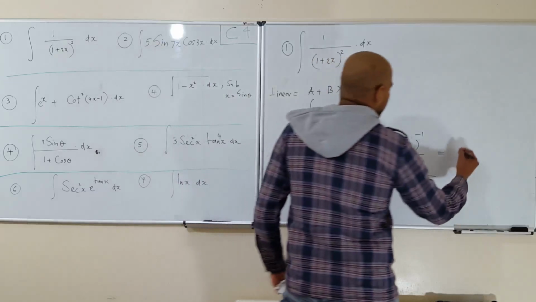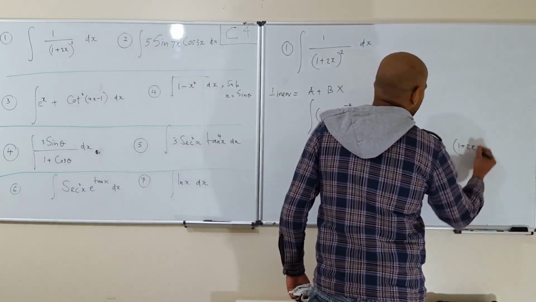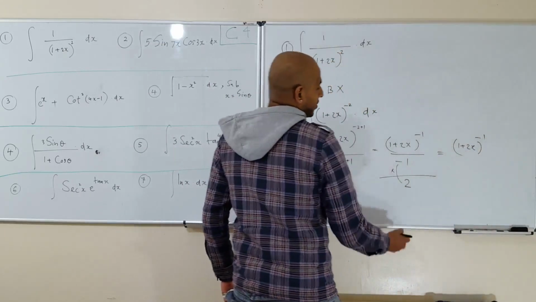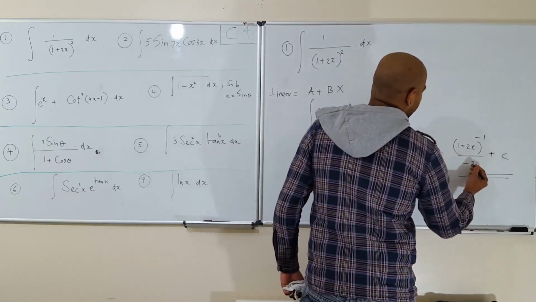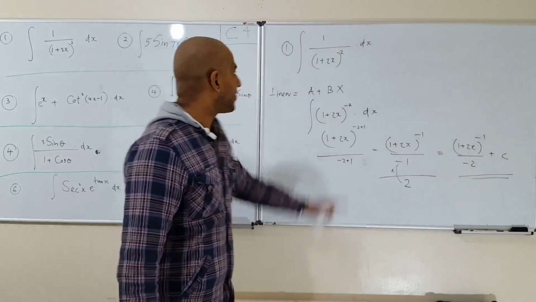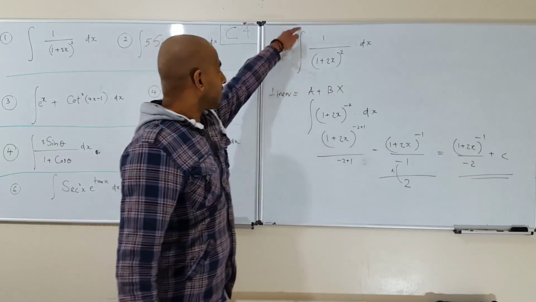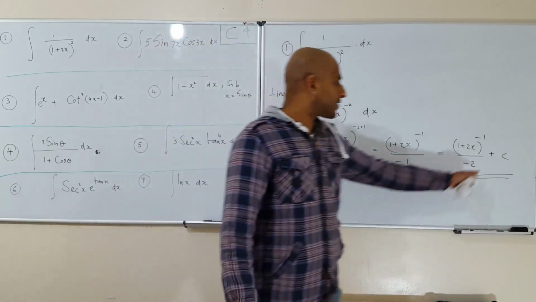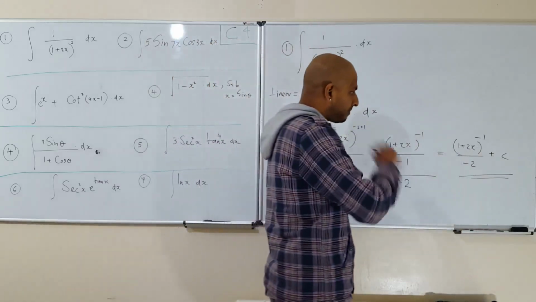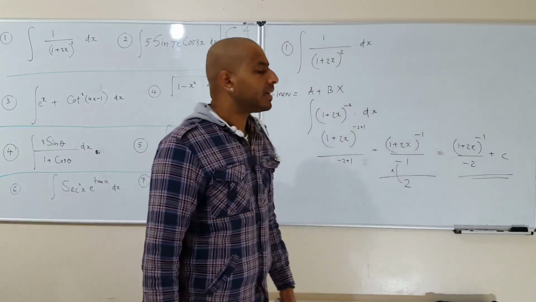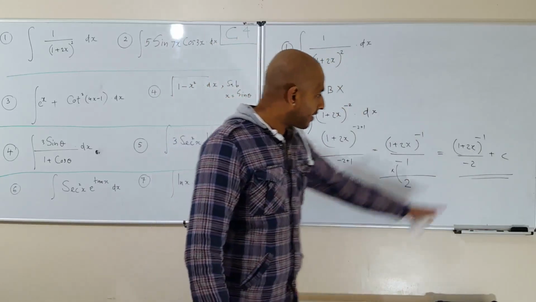So here what we're going to get is (1 plus 2x) to the minus 1 times minus 2, plus c. That's good enough. That's the integral of that. These are open integrals, so that's the answer. Don't forget c when it's an open integral, otherwise you'll lose marks. It's very important in general in integration to add the arbitrary constant c.